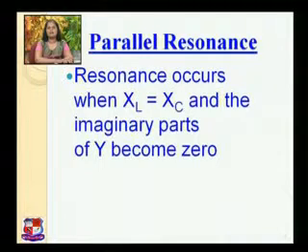Resonance occurs when XL is equal to XC and the imaginary part of Y becomes 0. The imaginary part of Y is susceptance. So when susceptance is equal to 0, it is known as a parallel resonant circuit, meaning the effect of susceptance in the circuit is 0.